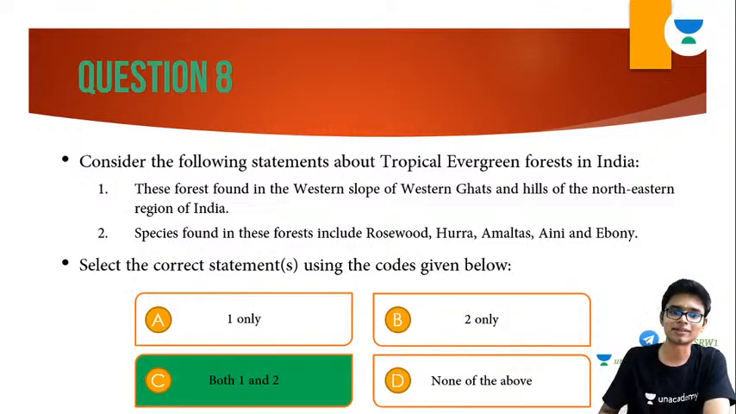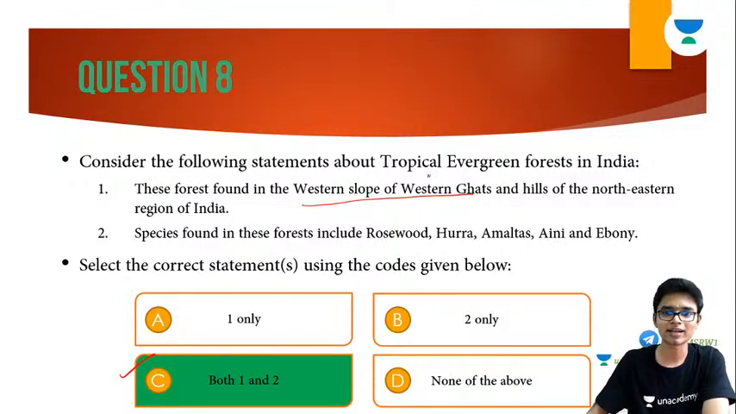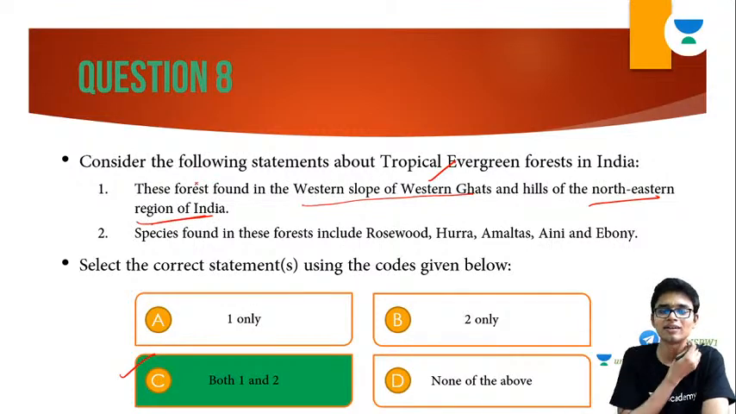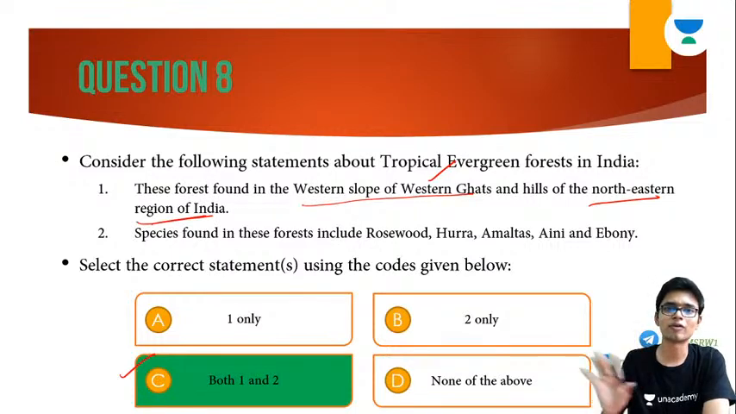Answer is C. So these forests are found in the western slope of Western Ghats. Western slope of Western Ghats receives plenty of southwest monsoon, so very good for tropical evergreen forest type of vegetation. So that is correct. And northeastern region of India, which is basically the Garo, Khasi, Jaintia Hills, there also we receive plenty of rainfall, probably the highest rainfall in the world, again from southwest monsoon. So ideal for tropical evergreen forest. Statement number one is correct.